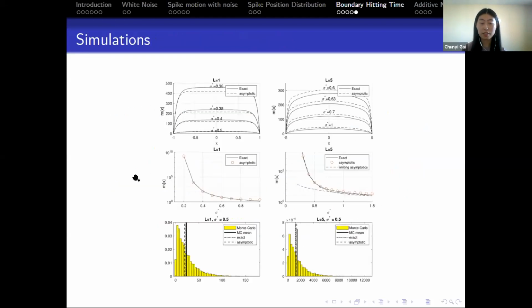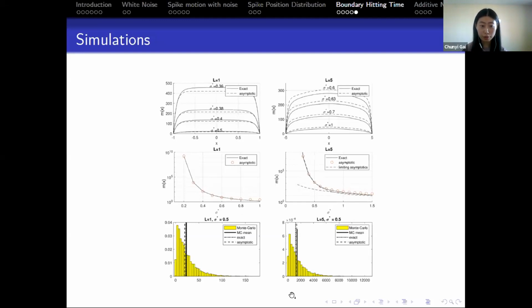In this picture, we compared our results and we did some simulations. For the top row, we plot the mean first passage time for different parameters, and we compared the exact and asymptotic results. In the middle row, we compute the maximum of mean first passage time, that is m at 0, and still we compare this value between the exact and asymptotic results.